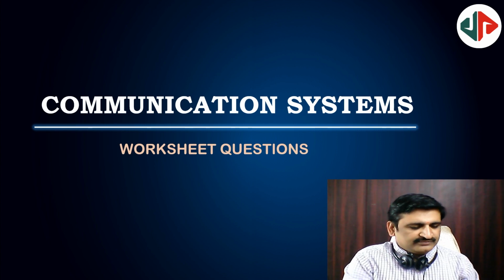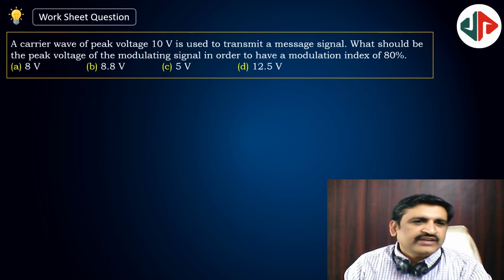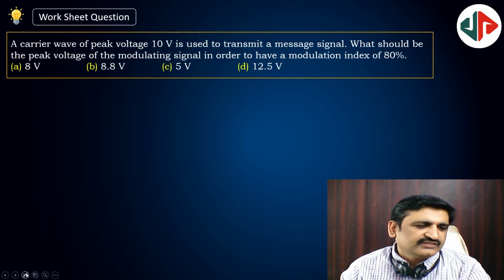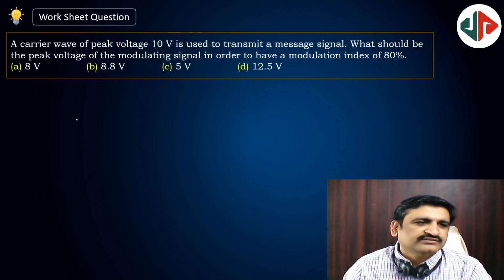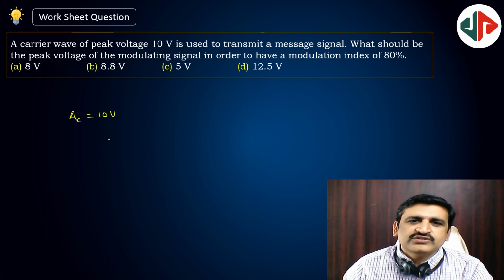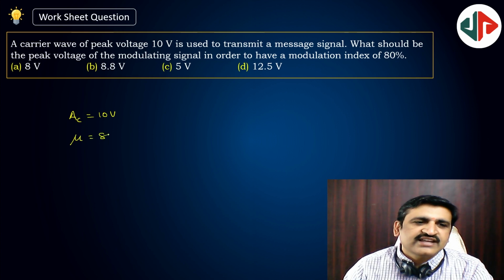We'll enter into carrier wave peak voltage. Let me change to another color. Carrier wave peak voltage: AC is equal to 10 volts, used to transmit a signal. What would be the peak voltage of the modulating signal in order to have a modulation index of 80%?